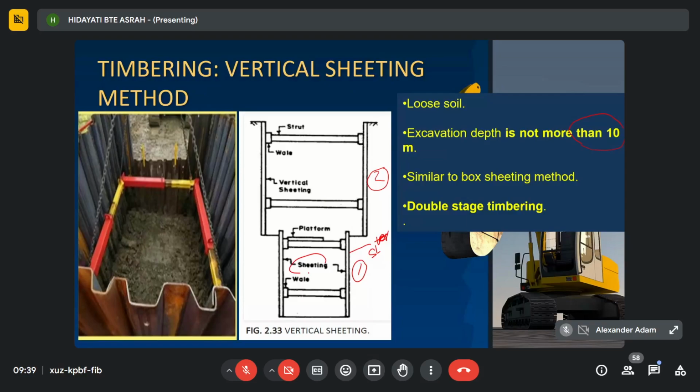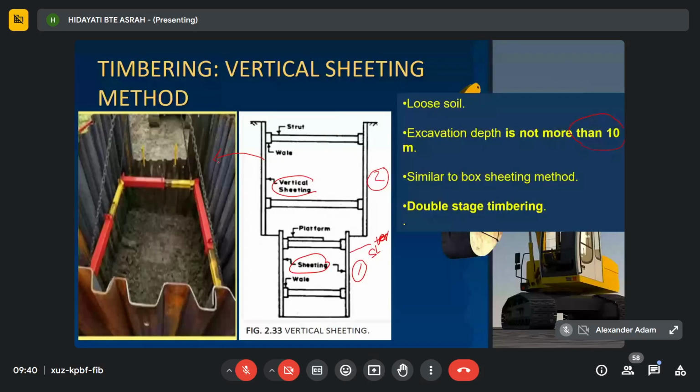And then we also have this horizontal wale. This is sheeting, this is the example. We also have a strut. That one is the strut. And also bracing, but bracing is not shown in this picture.